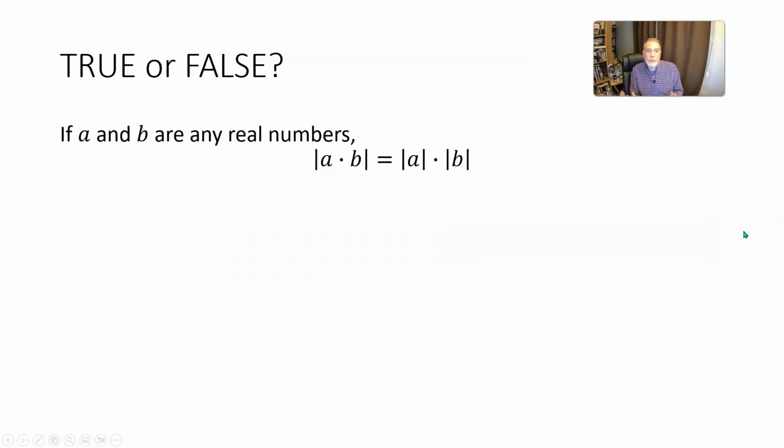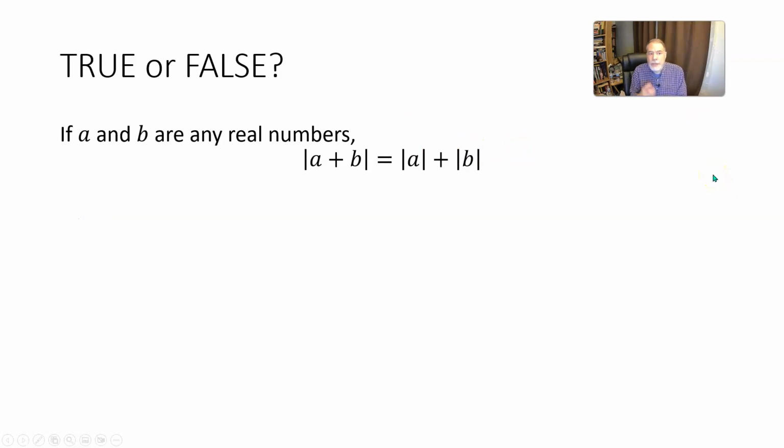Okay, true or false? If A and B are any two real numbers, the absolute value of A times B is equal to the absolute value of A times the absolute value of B. Is that true or false? Well, it turns out that that is true. A and B could both be positive, they could both be negative, one could be positive and one could be negative, but you get the same final result if you multiply them first and then take the absolute value, or if you take each number's absolute value individually and then multiply those together.